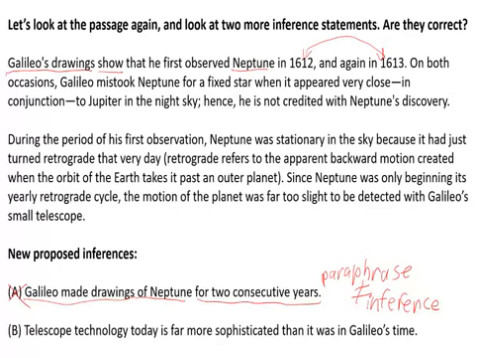B says, telescope technology today is far more sophisticated than it was in Galileo's time. Well, it's hard to deny that's true. Galileo was around in the 1600s. And everybody knows that all kinds of scientific tools, including telescopes, are more advanced now than they were in the 1600s. But wait just 1 minute. The only mention of Galileo's telescope mentions that it was small. It doesn't mention that it wasn't technologically advanced enough. It doesn't mention or say anything that technology today would have done better.